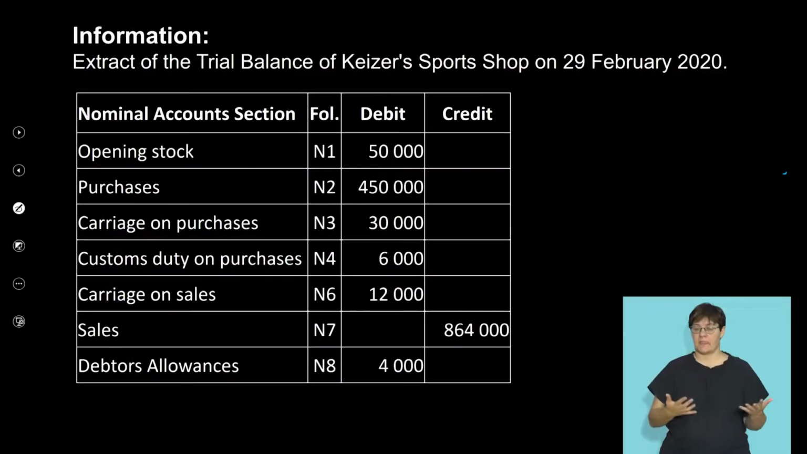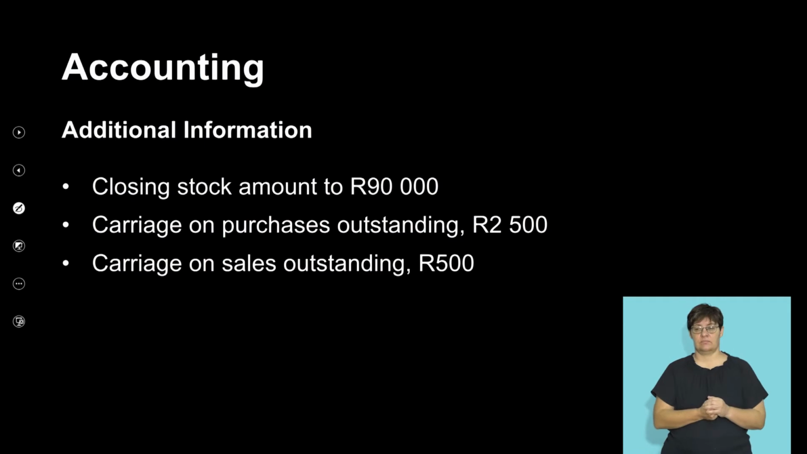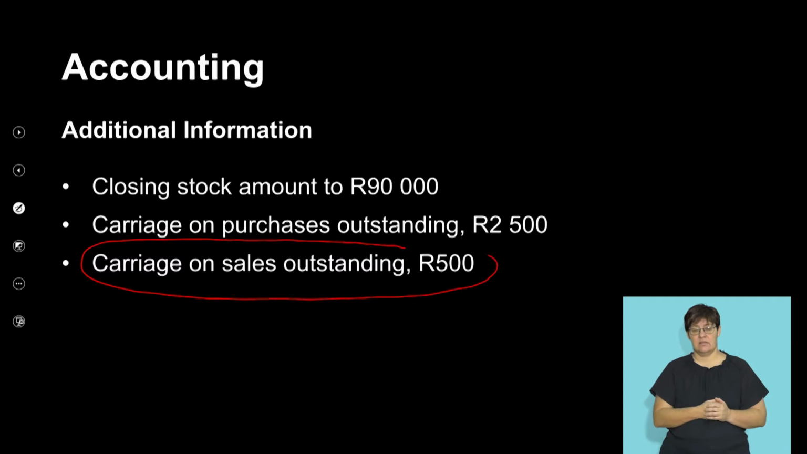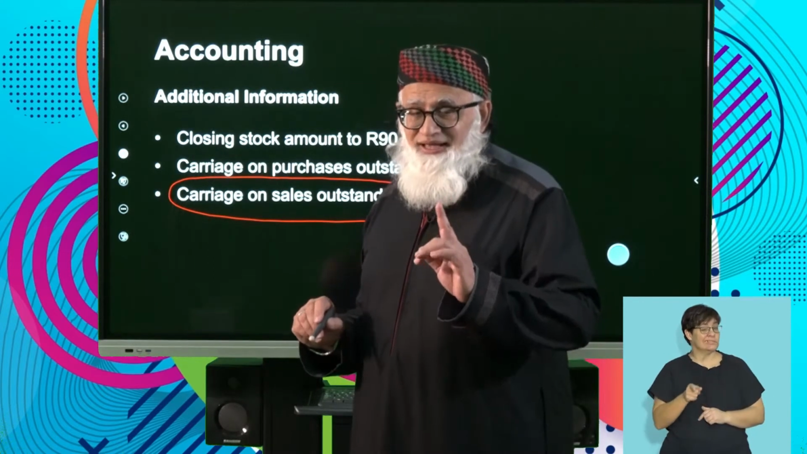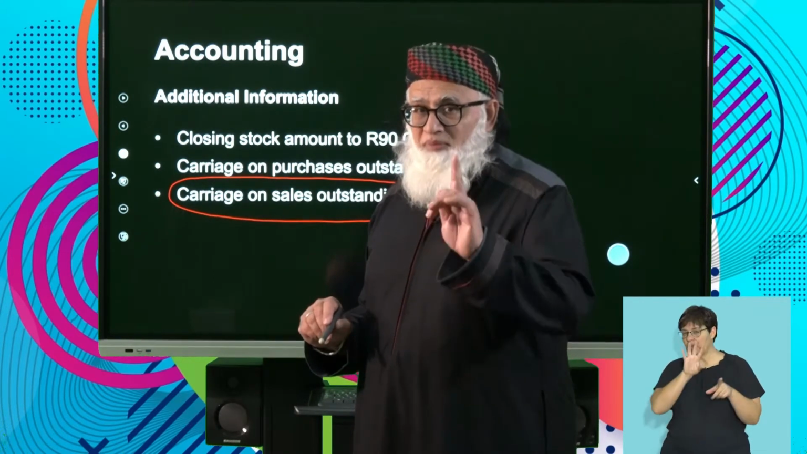So this is the information that we have. We have to work out the trading statement. Let's see how we're going to do that. We also have additional information with regards to closing stock, carriage on purchases, and carriage on sales. We're going to come back to carriage on sales just now, but I'm going to highlight it in red for you because, if you remember from previous lessons, this one is out to trap you. But more about that just now.